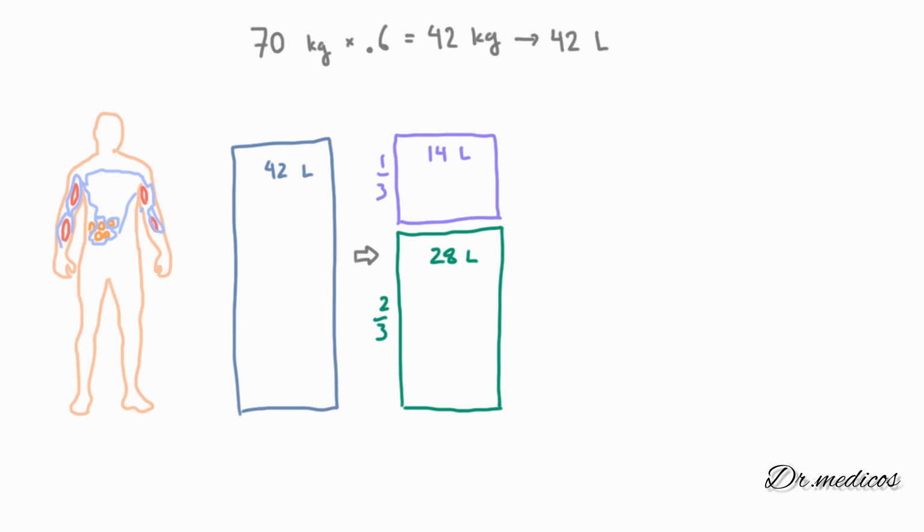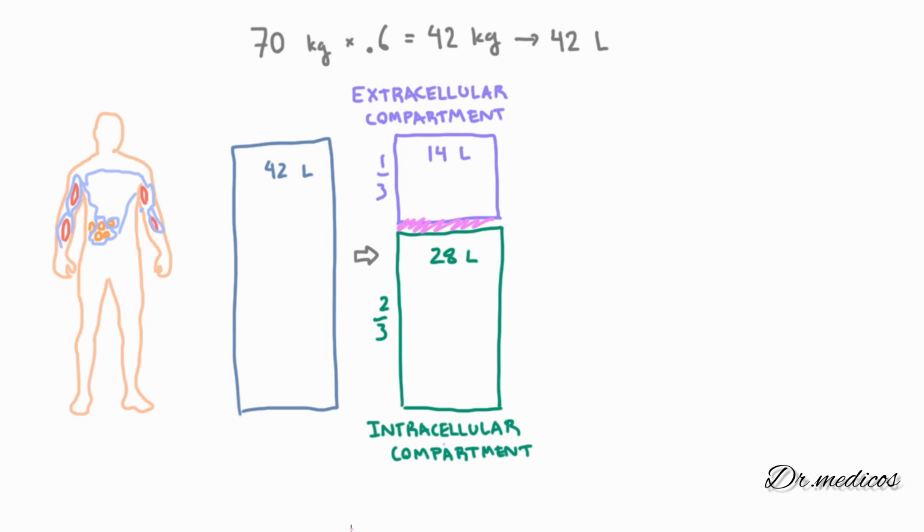Now the part that's inside cells we like to call the intracellular compartment, and the part that's outside cells we call the extracellular compartment. And the fact that we call them compartments suggests that they are somehow sealed off from one another. And they actually are, because around every cell there's a cell membrane. And so the intracellular compartment is separated from the extracellular compartment by a cell membrane.